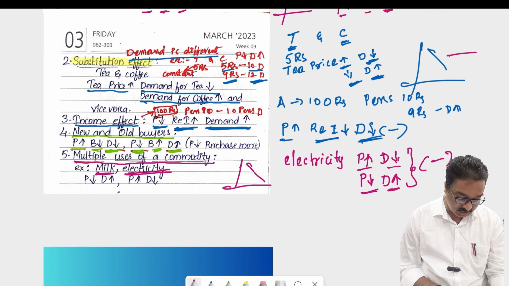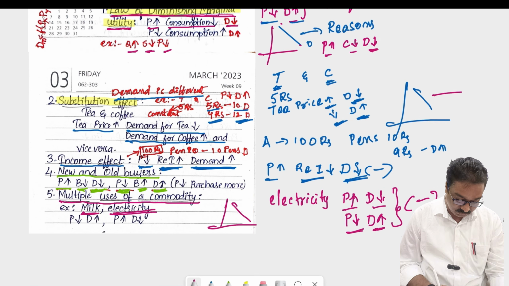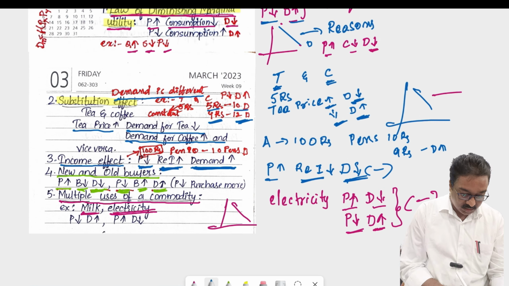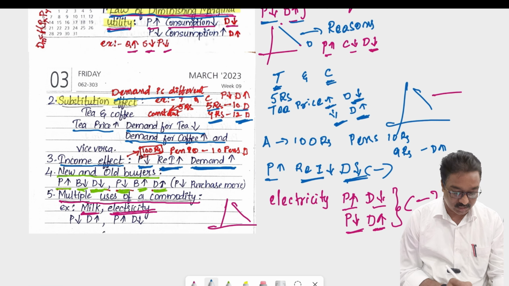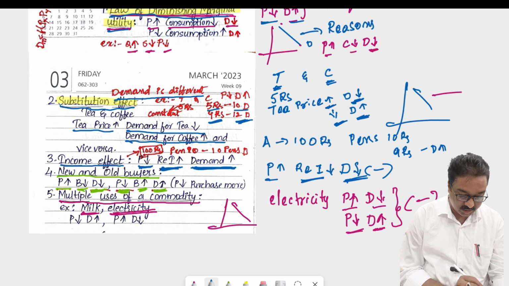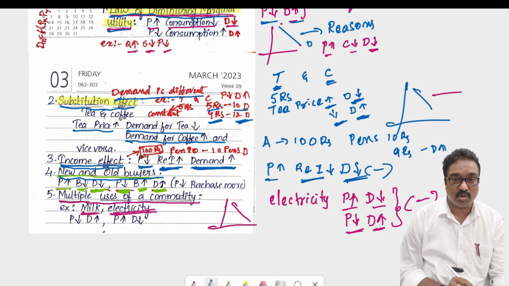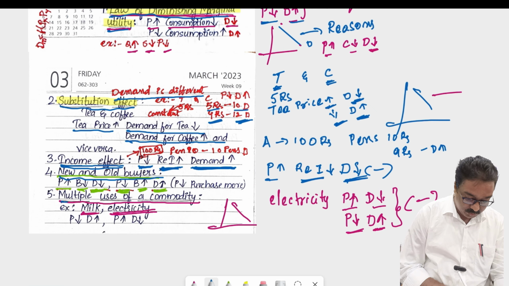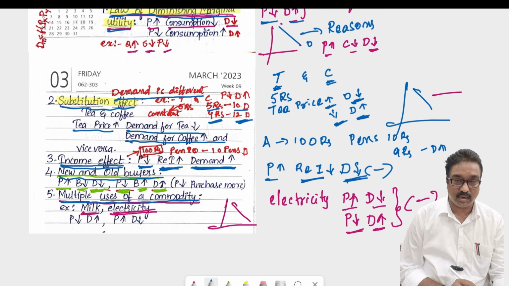I understand that there are five reasons. So what are the five reasons? First one, the law of diminishing marginal utility. Second reason, the substitution effect. Third reason, the income effect. New and old buyers is also a main reason for the downward slope of the demand curve. Multiple use of commodity is also one of the main reasons for the downward slope of the demand curve. Okay, these are the very important five reasons.